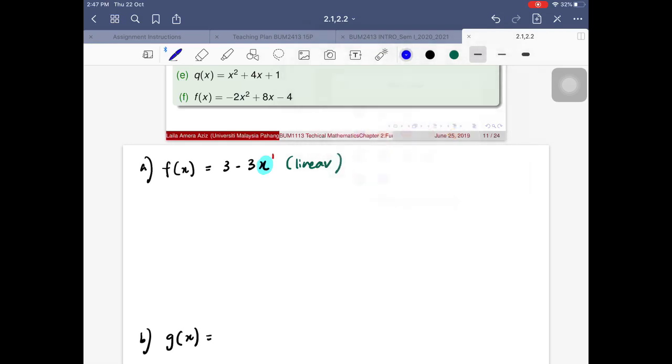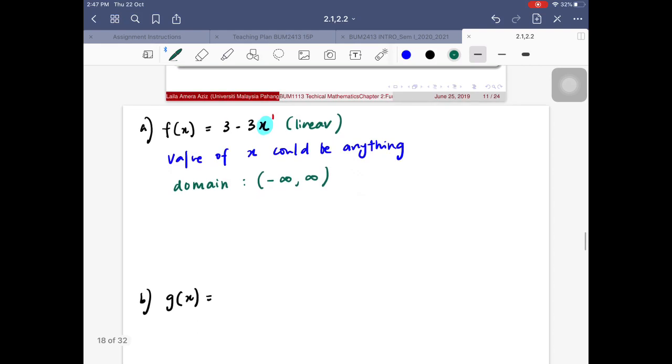So let me put it here. The value of x could be anything. If you substitute any value, it would give you a real number for sure. So that is why I can write that. So what is going to be the domain? The domain is going to be any value that goes from negative infinity until infinity. So that is going to be my domain value.